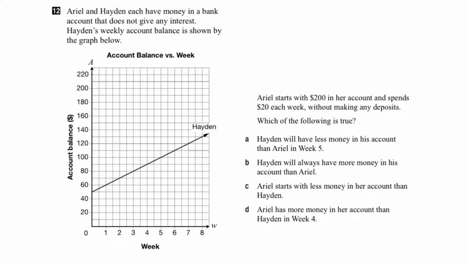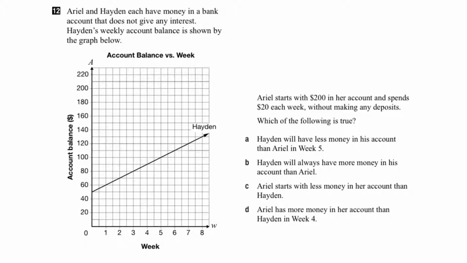In this question, we're given that Ariel and Hayden have put money aside. And Hayden's account balance at the end of a certain amount of time, or weeks, is given by this line right here. And we have to determine which of these statements here is true, given some information about Ariel.